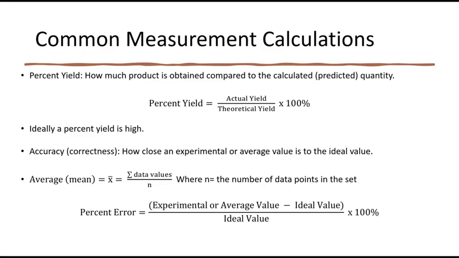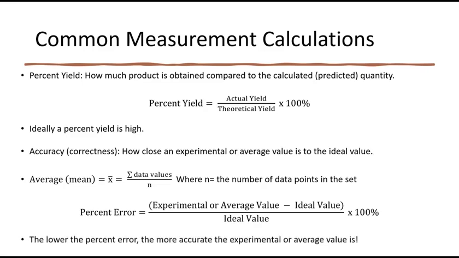To then determine accuracy, we measure the percent error. Percent error is the experimental value or the average value subtracted from the ideal or true or accepted value. Then we divide that difference by the ideal value times 100%. The percent error ideally will be low, and that will then give us information in terms of accuracy: our experimental or average value is very accurate if the percent error is low.